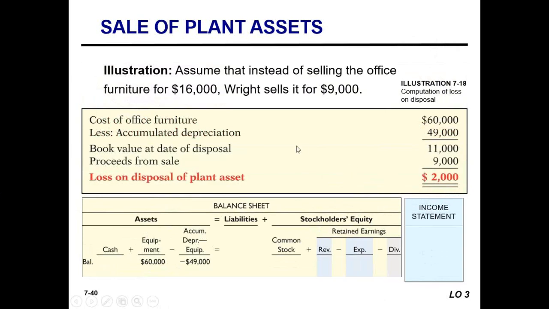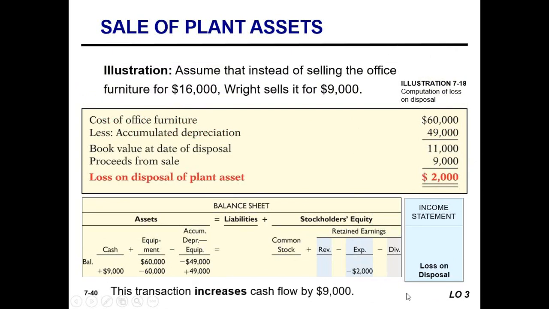Now let's go back and say, well, we only sold it for $9,000 instead of $16,000. Well, if we look at that, our book value was $11,000, our proceeds were only $9,000. We had a loss this time. Same thing, we'll record our cash, we'll reverse our equipment and reverse our accumulated depreciation, there we go. And we'll record the difference, which is our loss, as a loss on disposal of plant assets.